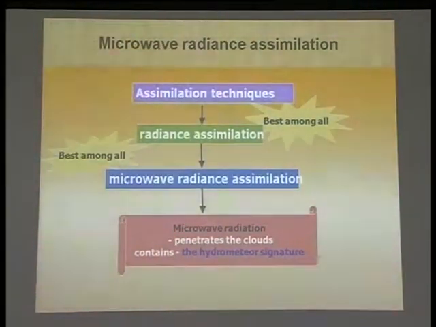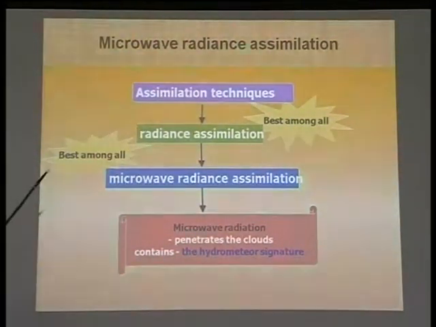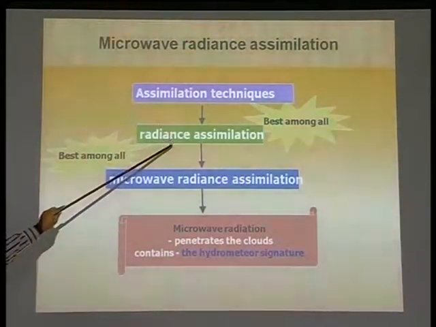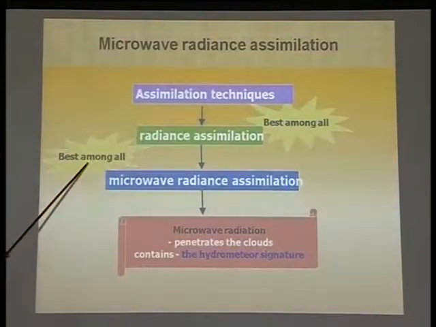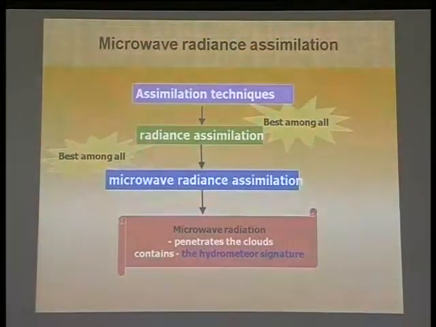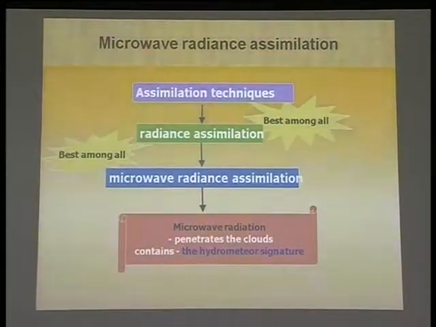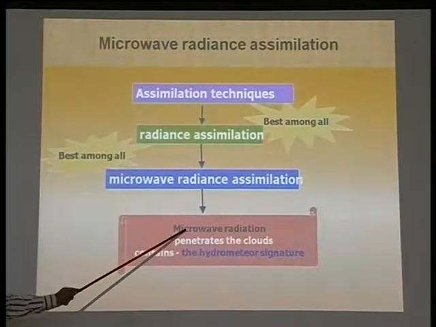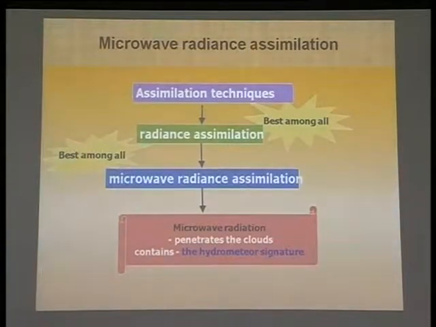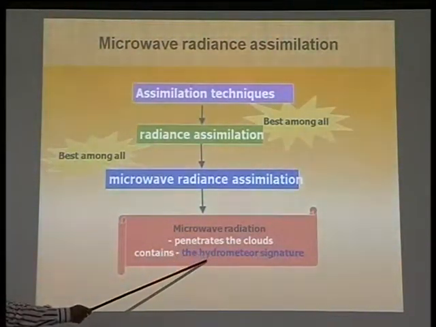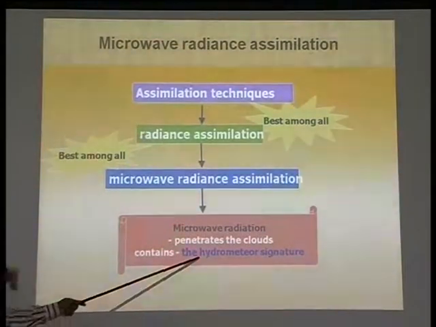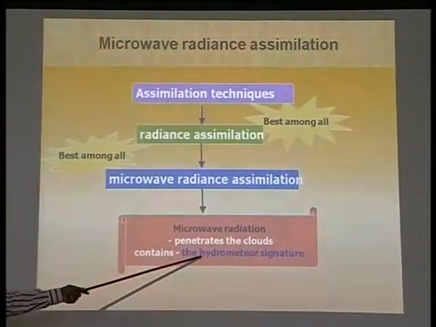If you look at microwave radiance assimilation, among all the assimilation techniques, radiance assimilation is the best, and among radiance assimilation, the best is microwave radiance assimilation. I need to justify why, because microwaves alone can penetrate the clouds, and the microwaves contain the crucial hydrometeor signature. This hydrometeor signature is critical for successful track forecasting of a cyclone, because the cyclone is inherently a very heavily precipitating system.